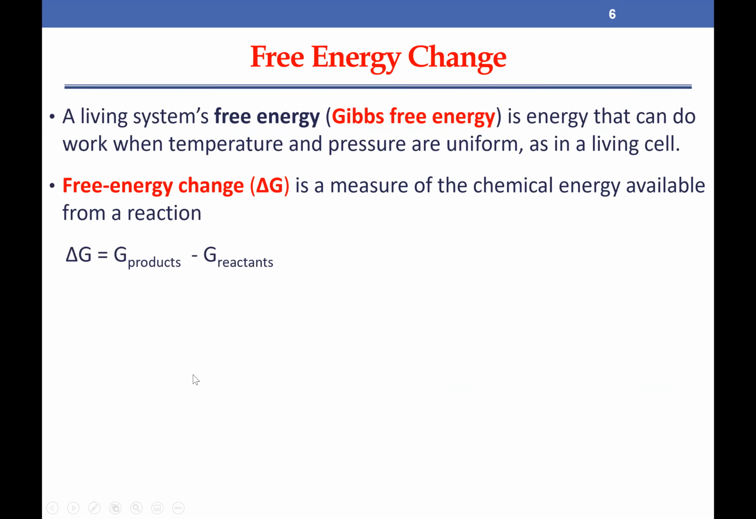Now we'll talk about something called free energy change or Gibbs free energy. This is the energy that a living cell can use to do work. And it's a measure of the chemical energy available from a reaction. The way to calculate Gibbs free energy, which is denoted by delta G, is the free energy of the products minus the free energy of the reactants.